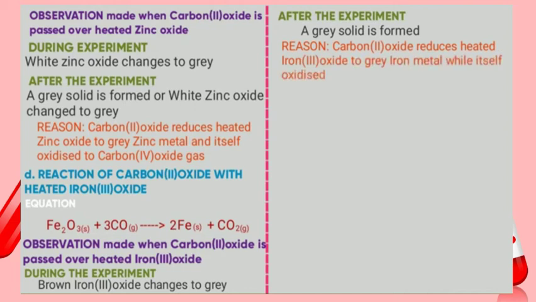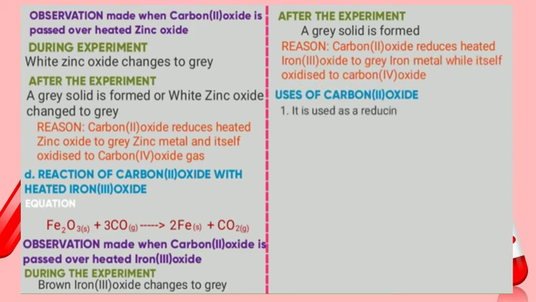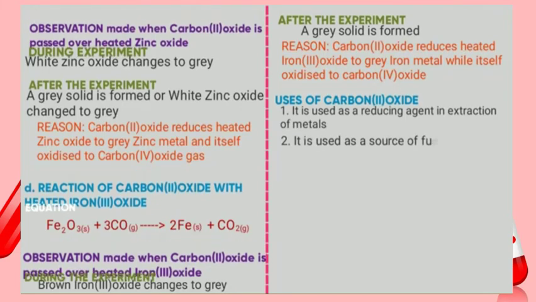Reason is carbon 2 oxide reduces brown iron 3 oxide to gray iron metal, while itself oxidized to carbon 4 oxide. Now, uses of carbon 2 oxide include: 1, it is used as a reducing agent in the extraction of metals. And then 2, it is used as a source of fuel when mixed with hydrogen gas.